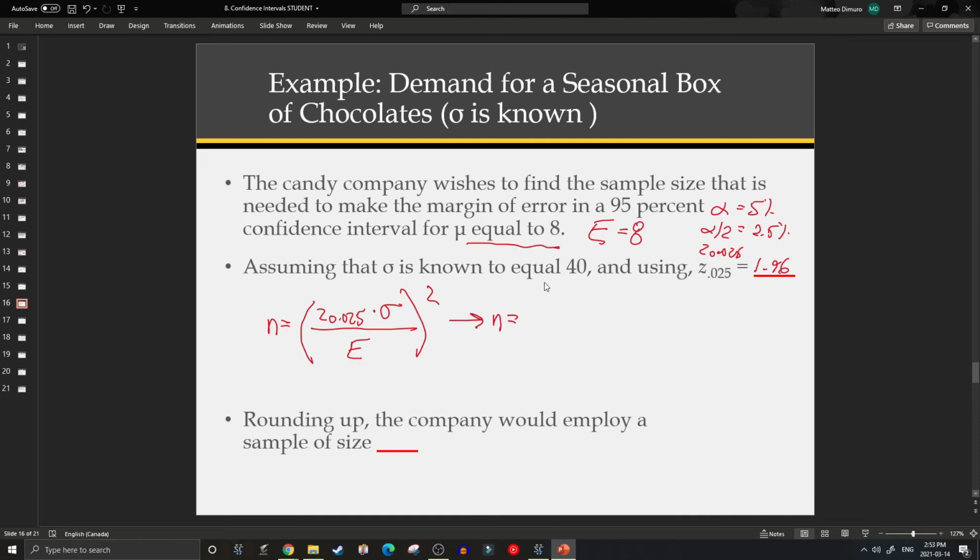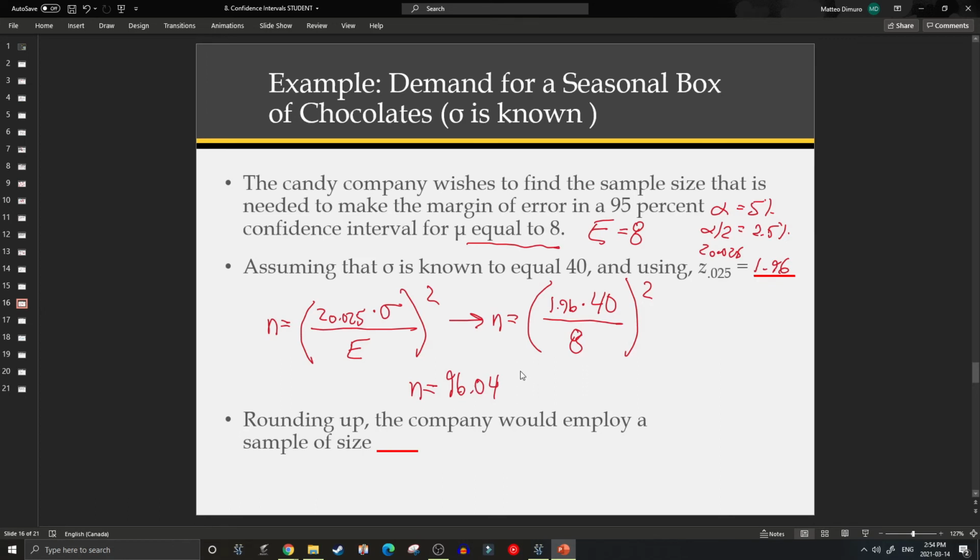So this is the formula: Z divided by E, and it's squared. Well, we know that this Z value here is 1.96 times sigma. Sigma is known to be equal to 40, so plug in 40 divided by E, which is 8, and then you're going to square it. So don't forget order of operations here. 1.96 times 40, divide that by 8, take whatever that number is and square it. What do you get? Go ahead, try it out. Pause the video. If you do, you get 96.04.